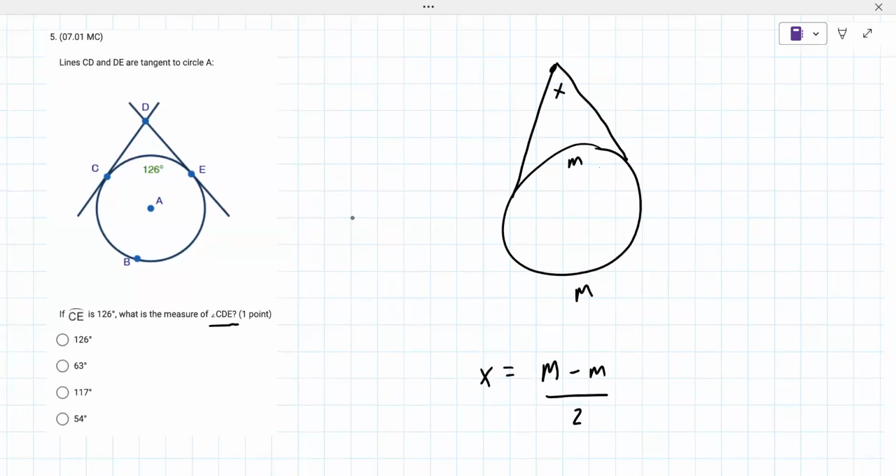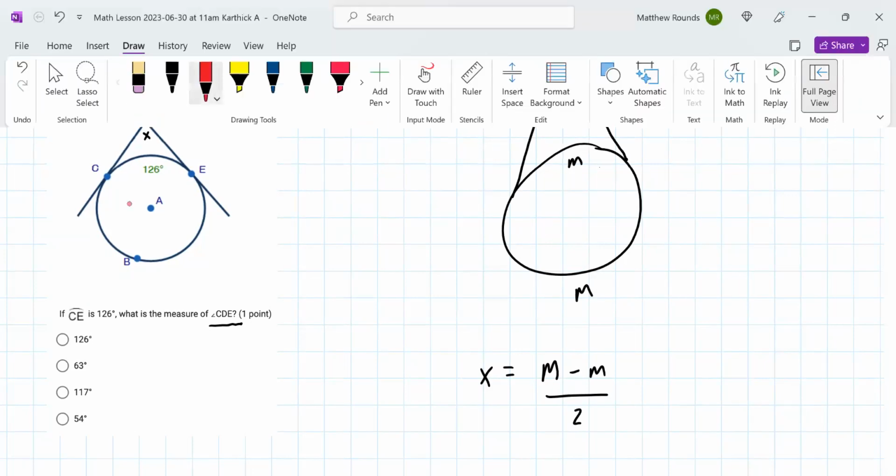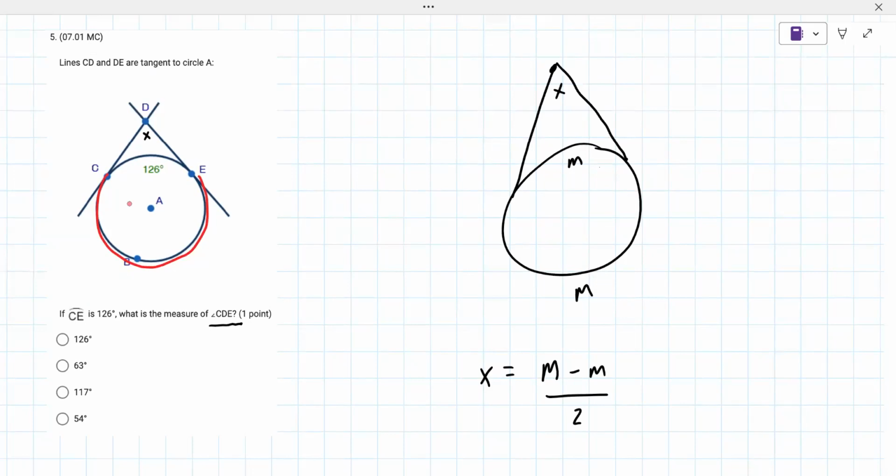Notice that in this problem, they're trying to find CDE, which is up here. That's x. And what you need that you don't have is this right around here. Well, how do you get that? If you go all the way around a circle, it's 360 degrees. Are you going all the way around? No, you're going 360 minus the 126. So 360 minus 126 gives you the red here, and then you can use that as big M. Your little m is 126 to find x.